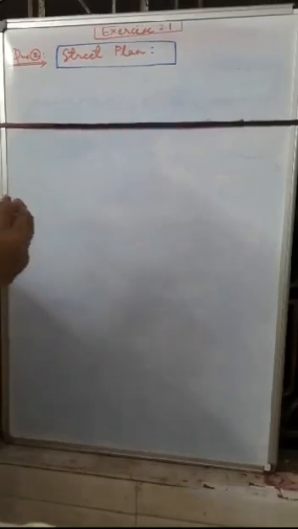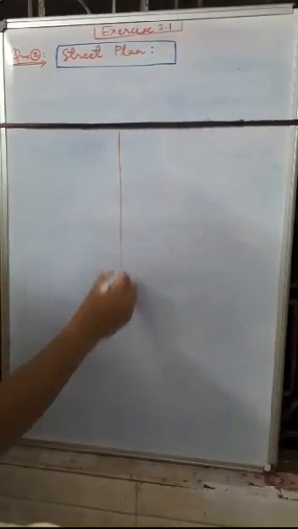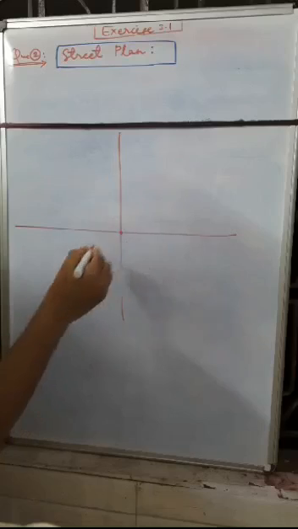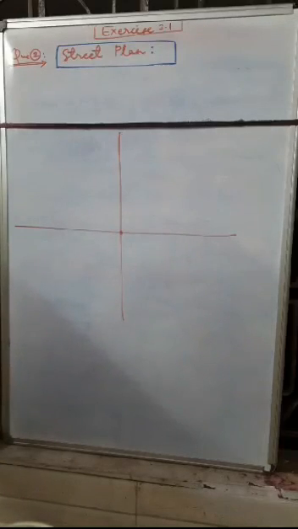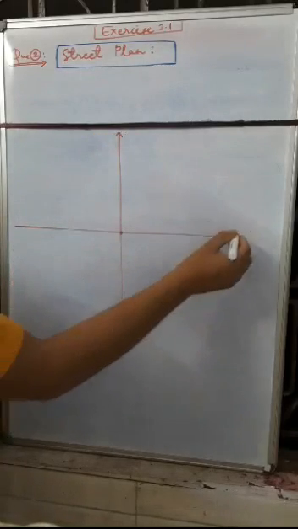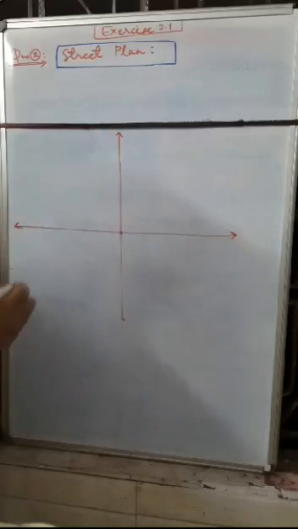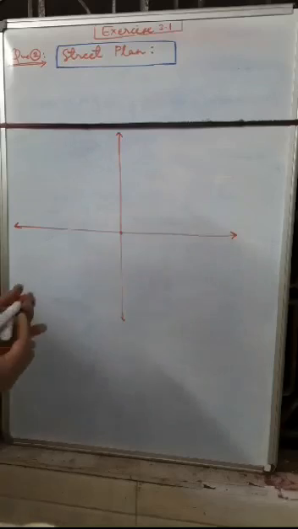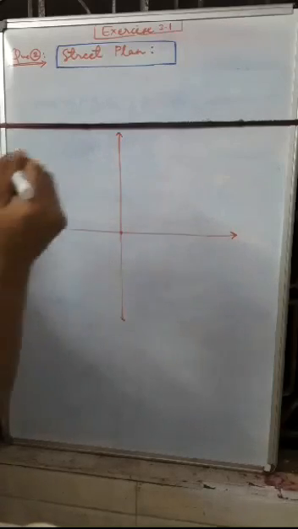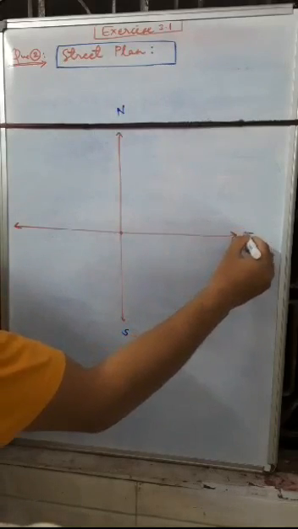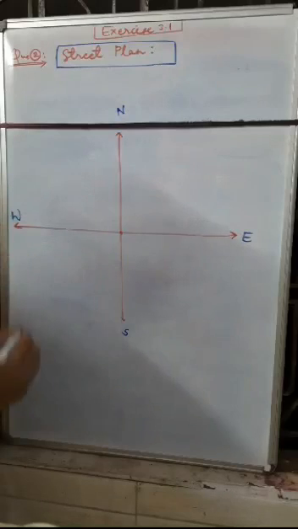Suppose this is the city, and at the center are both the roads. These two roads are along the north-south direction and the east-west direction. So it is the north direction, it is south, it is east, and it is west direction.